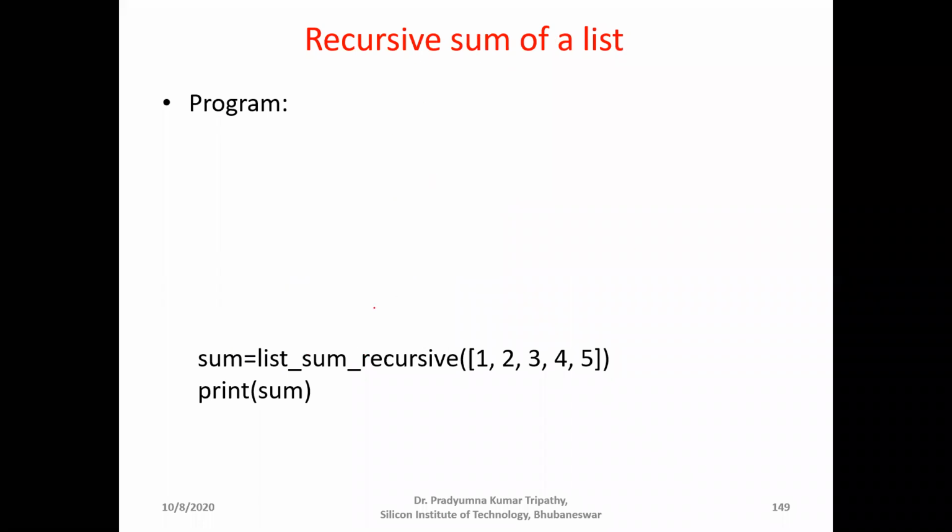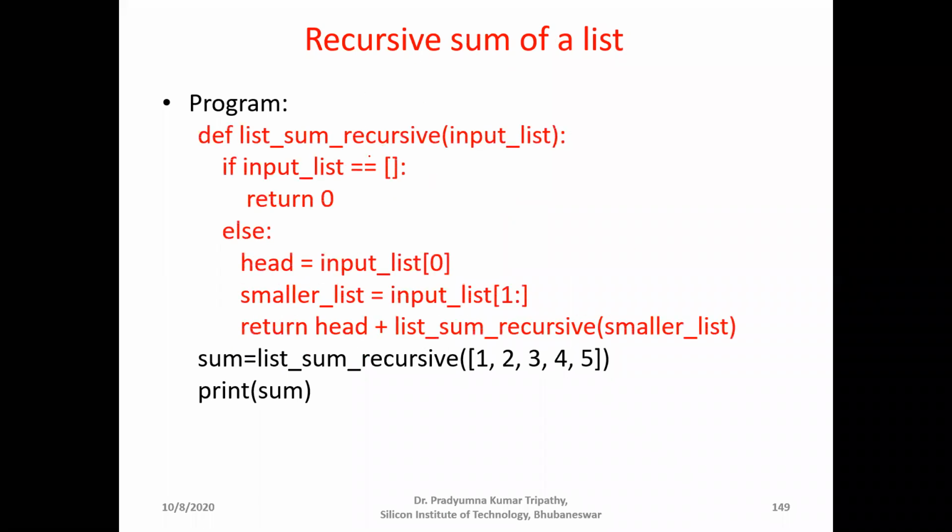Recursive. This is the sum of list elements. You have a list of elements. So this is the program, and this is the main function we can think of. This is the function list sum recursive, and this is my program. And what I have done over here, I want to pass a list.